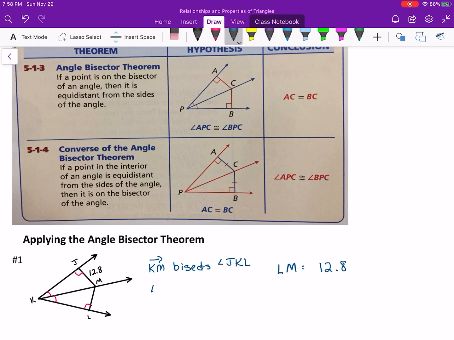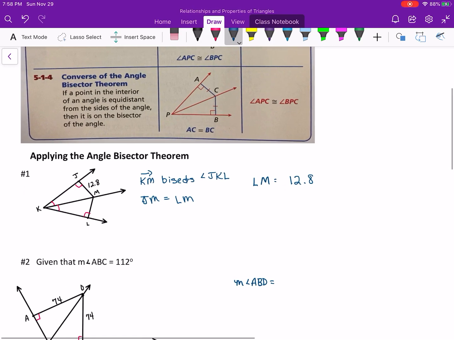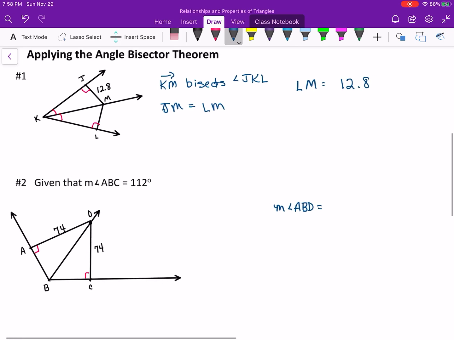Angle bisector theorem says that JM will be exactly the same length as LM because they are equidistant. M is equidistant from the sides. Okay, so that was pretty straightforward. Let's take a look at another one. This one.